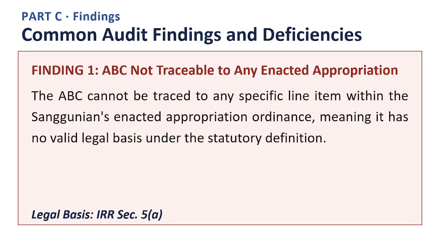Next slide. Finding number 1. ABC not traceable to any enacted appropriation. The ABC cannot be traced to any specific line item within the Sanggunian's enacted appropriation ordinance, meaning it has no valid legal basis under the statutory definition. The legal basis for this finding is the Implementing Rules and Regulations Section 5.